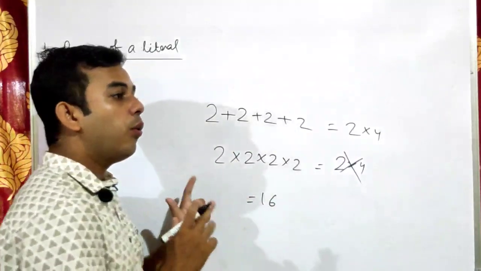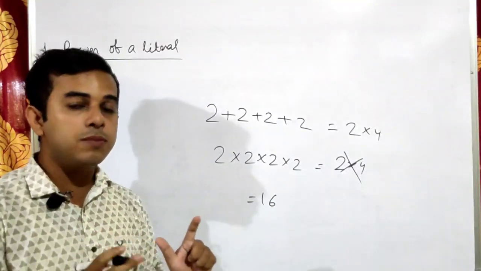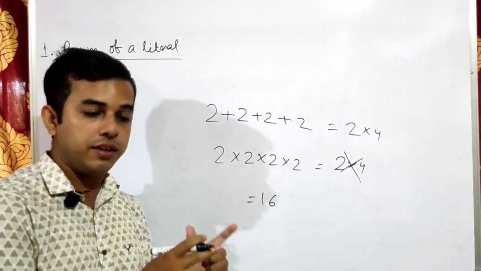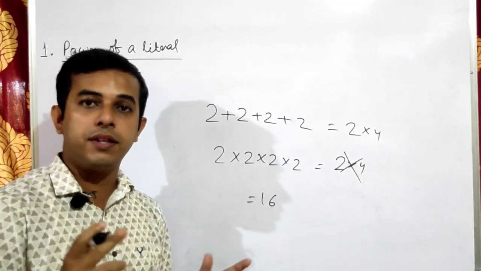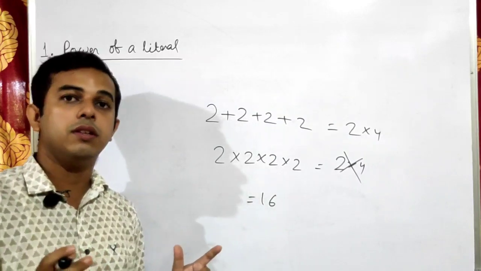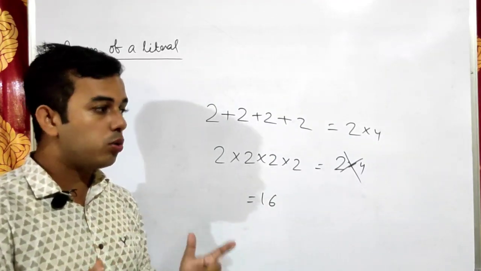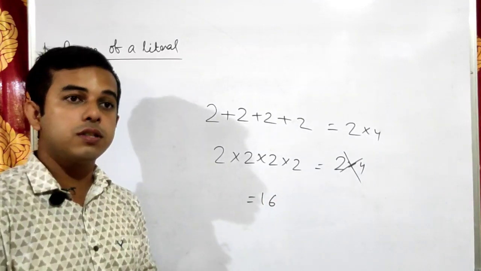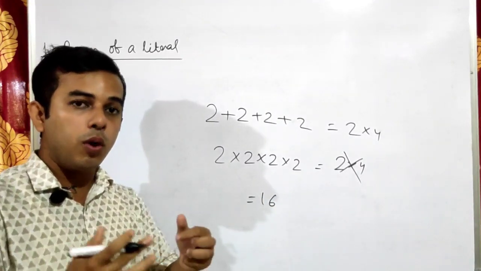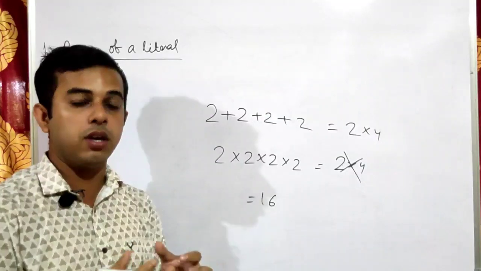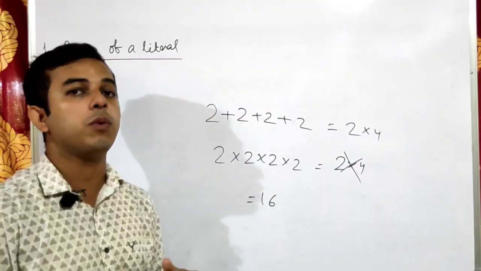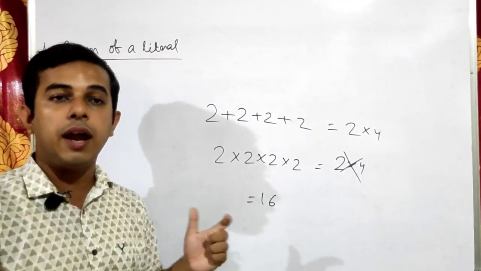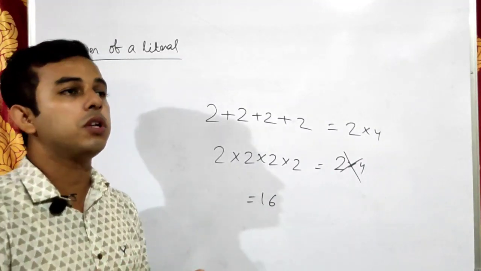When a number is multiplied by itself, we can't write the result as the product of the number and the number of times. So how to write this expression? For this we will learn a new form, and the name of the form is exponential form.